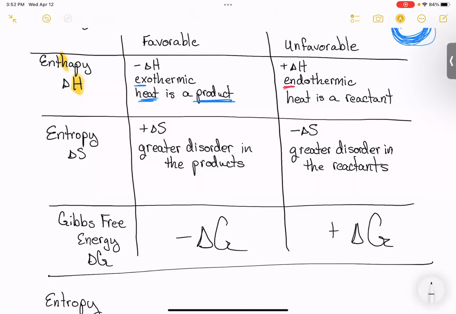Why? Because nature moves towards chaos. Nature prefers to move towards disorder. You have to put energy in to make things organized. It's not fun. It automatically moves away from it. So that's what we're talking about with entropy.